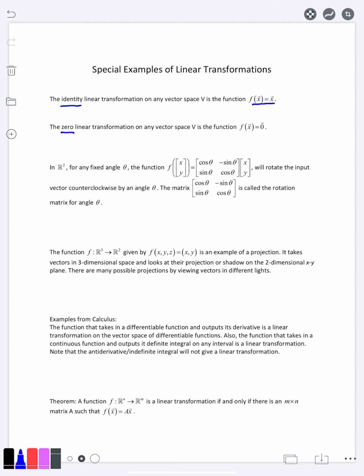Regardless, there we go. The second one is called the zero linear transformation. Again, this is maybe one of the more boring ones. The idea is that no matter what your input is, the output is always going to be 0.